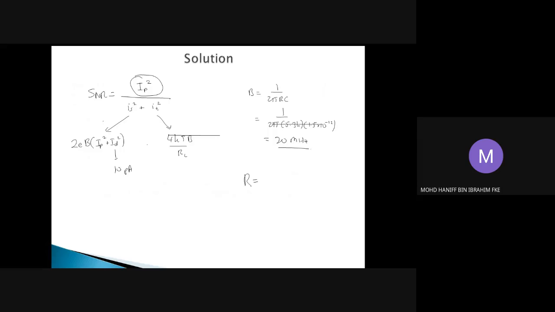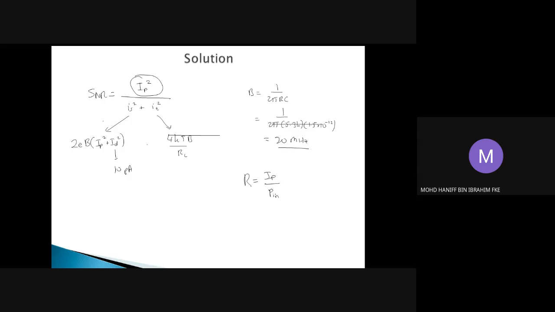R of the photodiode will be equal to the produced current divided by the incident power, which is P incident. That's how we calculate the responsivity. Responsivity is the ability of the photodiode to produce current when we have the incident power of P in. So that's what we meant by the responsivity, the ability of the photodiode to produce current.